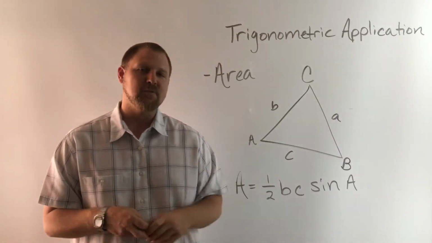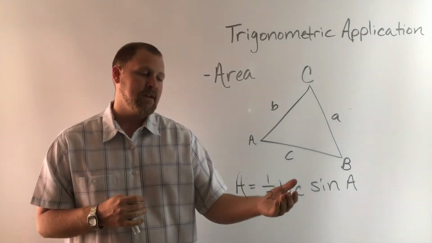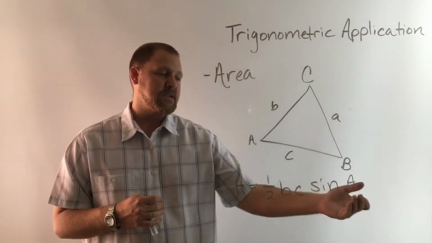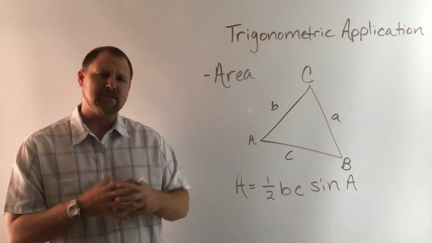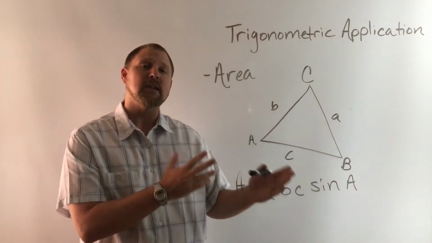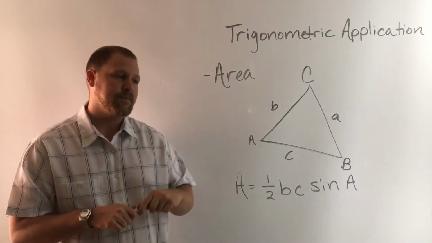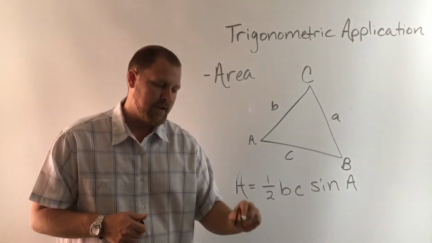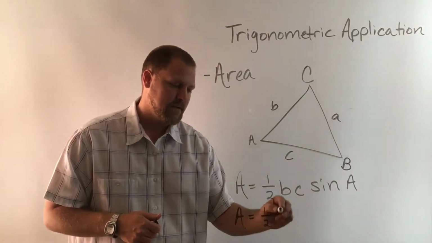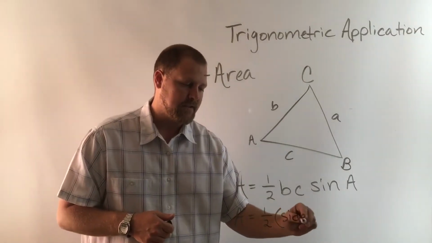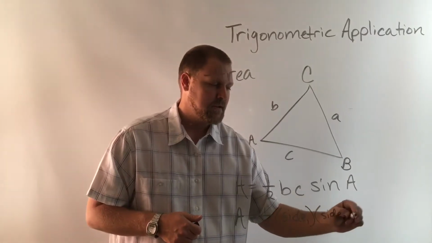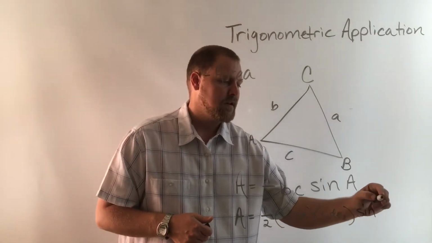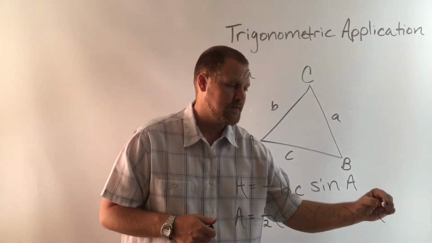We have this formula here. Area is equal to 1/2 B times C times sine of A. And if you want to write that in layman's terms, to where if you don't have the triangle labeled, you can always use the formula: area is equal to 1/2 of the first side that's given to you times the second side that's given to you times sine of the angle between.